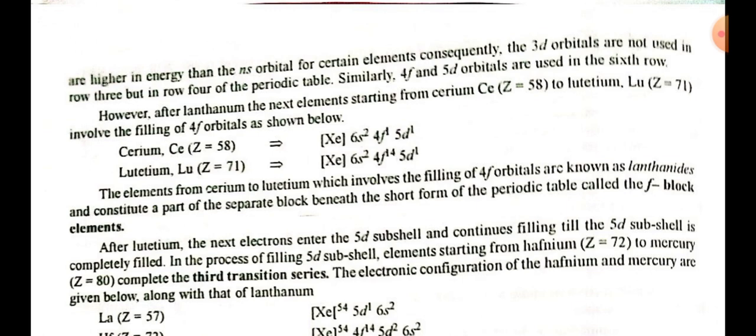After lutetium, the next electron enters 5d and continues until the 5d subshell is completely filled. In the process of filling 5d, elements starting from hafnium to mercury complete the third transition series. The electronic configurations of hafnium and mercury are given. After mercury, the next six elements involve the filling of 6p orbitals till the element radon is reached.